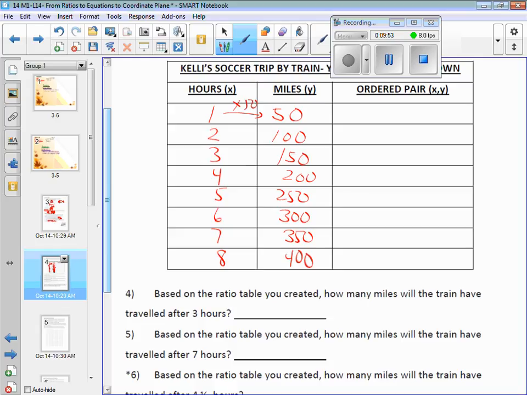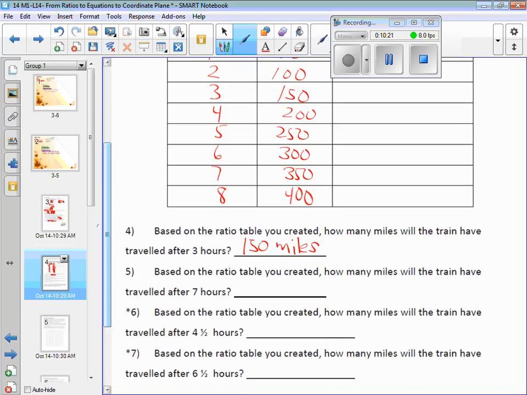Based on the ratio table that you just created, the one above, how many miles will the train travel after 3 hours? Brando? Correct. And since it's a word problem here, guys, put 150 miles. Give it a proper label. What about after 7 hours? Joe? 350 what? Great.